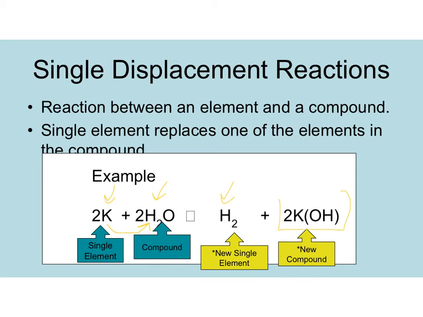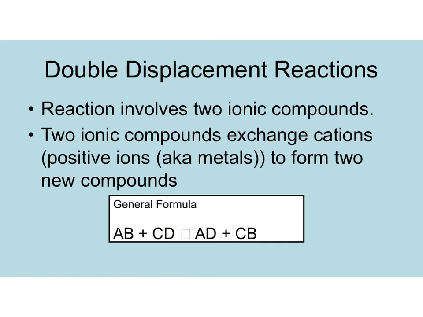And now the potassium has bonded with the oxygen and hydrogen that was left, which is called the hydroxide. Okay. So what has happened is basically an element has replaced another element. Okay, and that's single displacement.